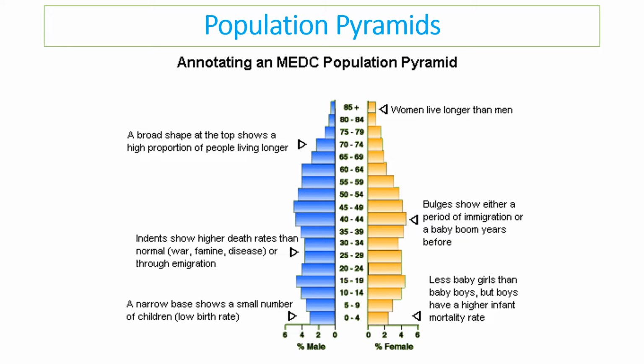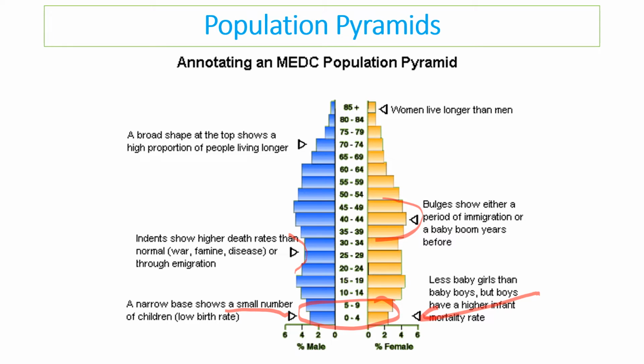A narrow base shows, in this example, a small number of children. So you've got a narrow base, and you've got a wider base, meaning more people at that age, and you can see some different things. If you have indents, i.e. where it suddenly goes from up to down, you may have higher death rates than normal in those years when people were born, maybe in famine and stuff. You might have bulges which show immigration in some cases, and you may have a high infant mortality rate, which is why it might be low at the bottom.